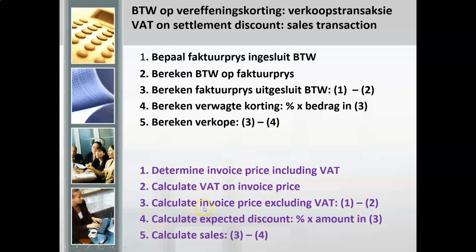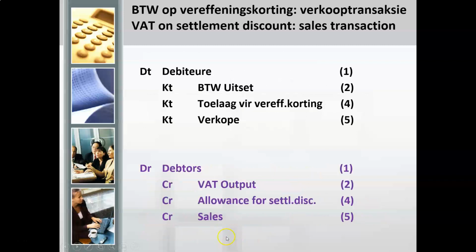So what do I get then? Then I get the VAT exclusive invoice price. The invoice price less the VAT gives me the VAT exclusive price. Then I'm going to break that VAT exclusive price down into 2 legs. The one leg is going to be the expected discount, so that is the percentage multiplied by the VAT exclusive amount. The remaining amount is going to go to sales. So if the percentage here was 2%, 98% of the VAT exclusive amount will go to the sales account.